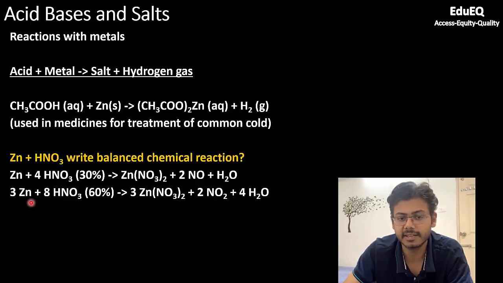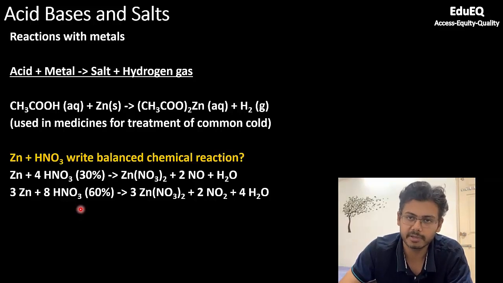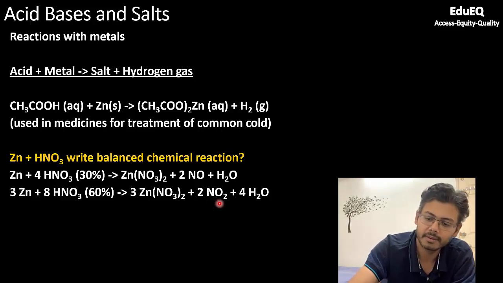Similarly, if you react zinc with 60% concentrated HNO3, you will again get zinc nitrate, but this time you will get nitrogen dioxide gas. So if there is a question that zinc is reacted with concentrated HNO3 and you get brown fumes or brown vapors coming out of the test tube, then you know that it's NO2, because the characteristic of NO2 is that it gives off reddish brown fumes.